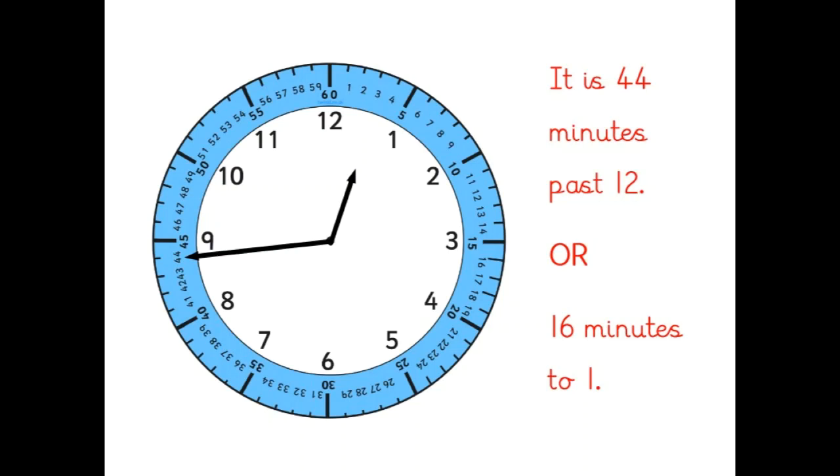Let's have a look at another example. On this clock, we can say it is 44 minutes past 12, because since 12 o'clock, our minute hand has travelled all the way around the outside and has reached 44. Or we could also say it is 16 minutes to 1, because if you look, there are 16 minutes left of that hour, and once those 16 minutes have ticked on, then our minute hand will have reached 1 o'clock. So remember, it's something to 1, because that's going to be the next hour. So it's 16 minutes to 1.